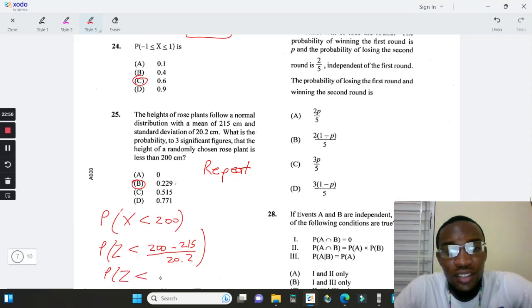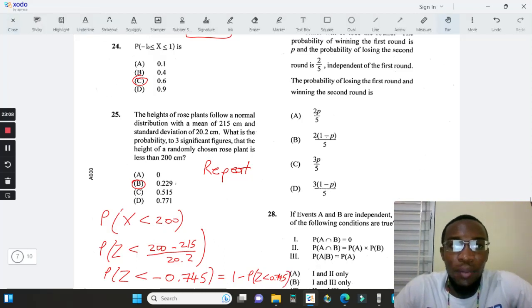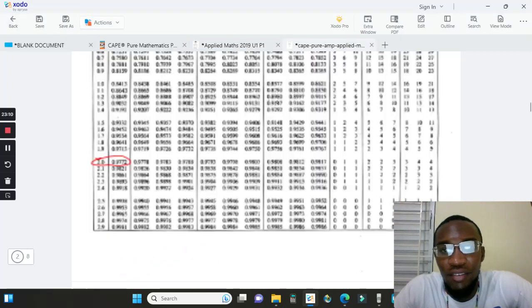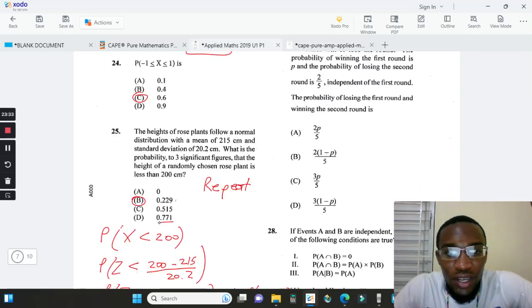Probability Z is less than negative 0.745. And that works out to be 1 minus the probability Z is less than 0.745. Then we look in the normal table at 0.745. So this is 0.7, 0.74, and the intersection between them is right here. But it's not quite this, because it should be in between for 0.745. So it's somewhere up to 0.773, somewhere closer to that. The actual value was 0.771 right here. Then we subtract that from 1. So B was our answer.